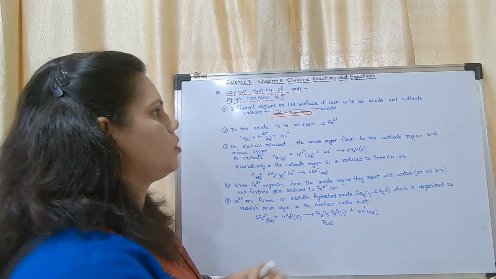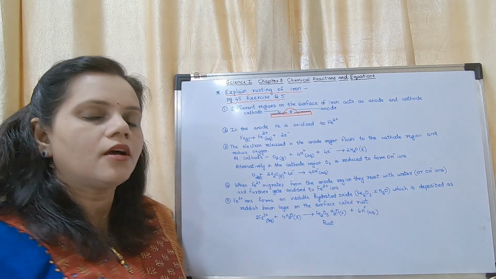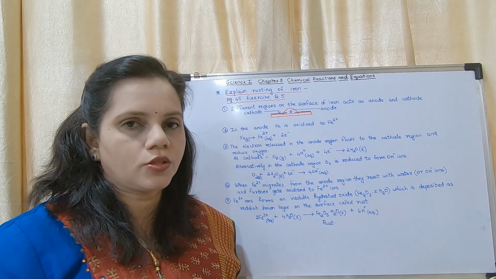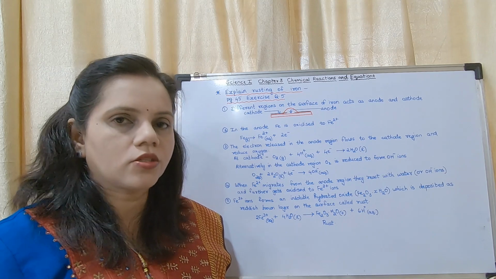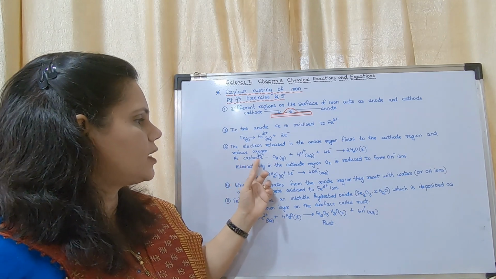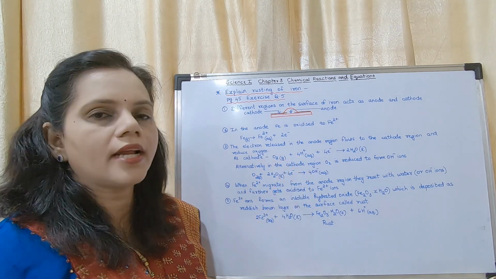Now there is a water molecule here. Water molecule means it is exposed on all the surface to moisture. It is exposed to the atmosphere. In the atmosphere there are water molecules, there are O2 molecules. So at the cathode, what happens? The O2, which is a gas, will react with 4H+.